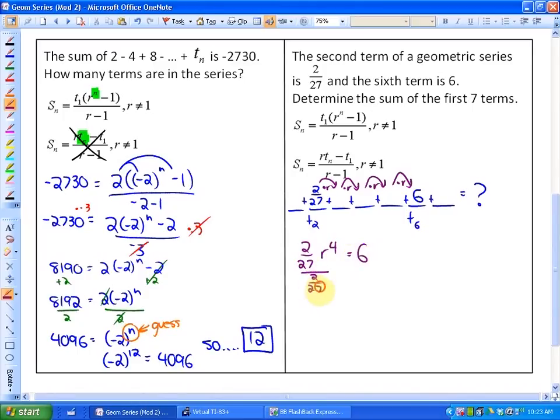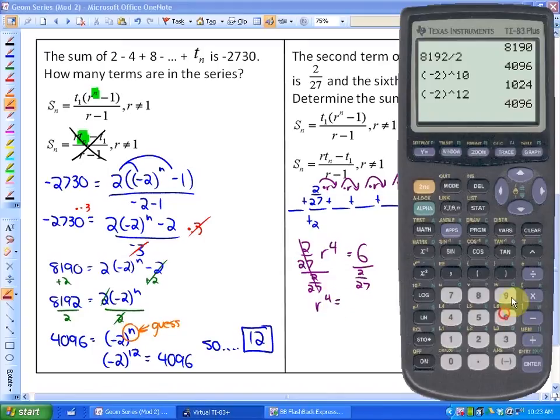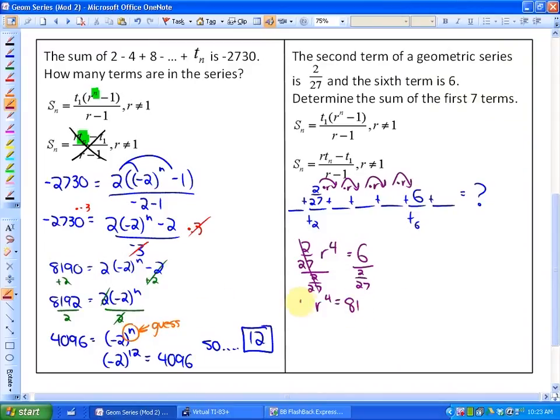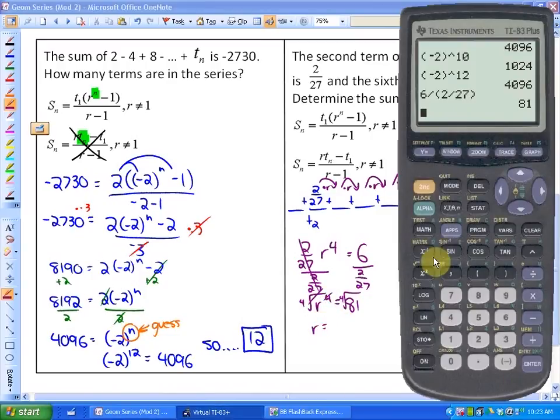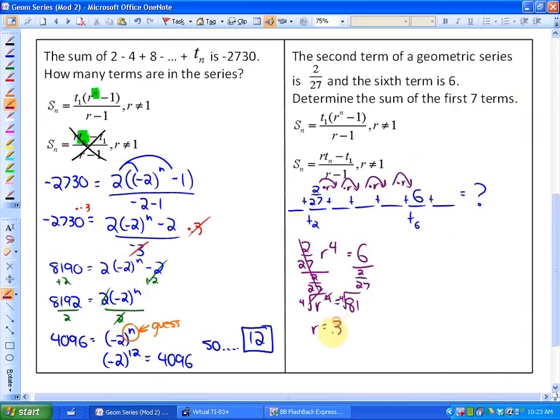If I divide by 2/27, r to the 4th is equivalent to 6 divided by 2/27. That's equivalent to 81. So now if I take the 4th root of 81, I should get the common ratio. So the 4th root of 81 would be 3. So it looks like the common ratio in this particular case is going to be 3.